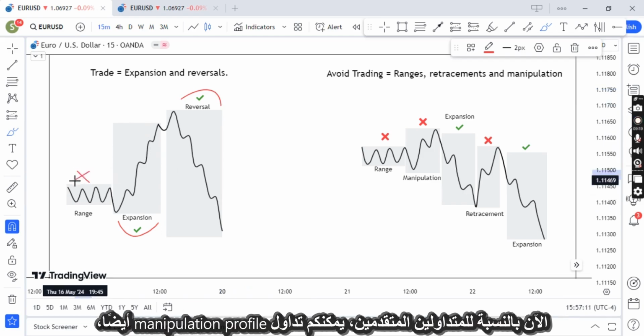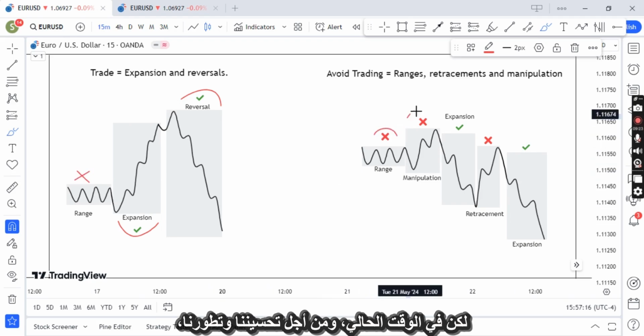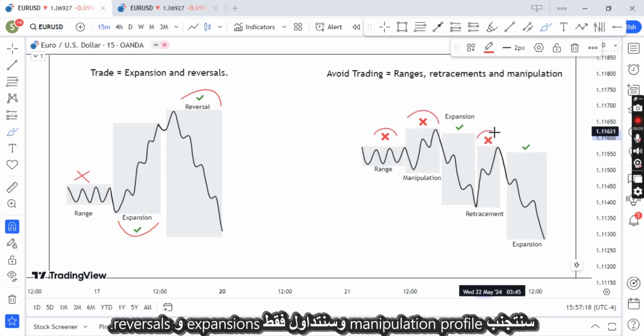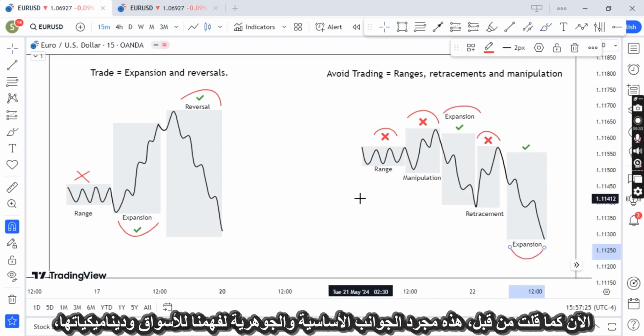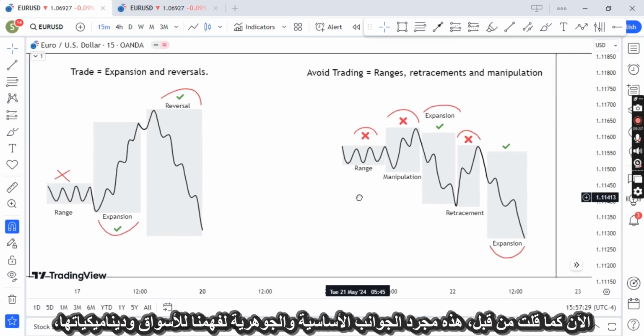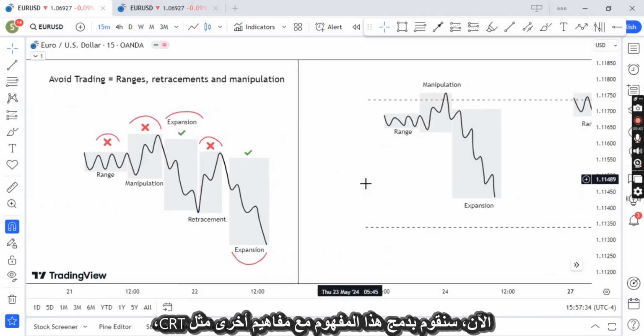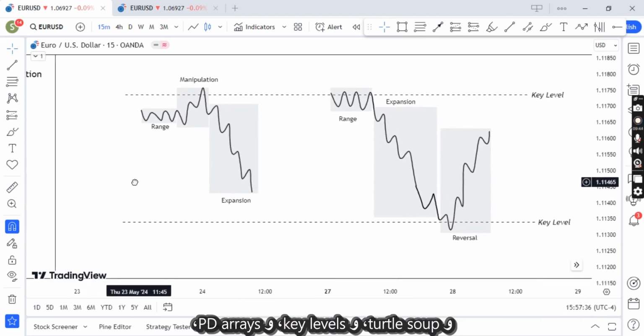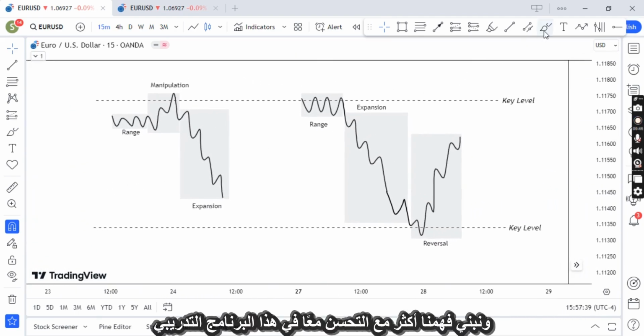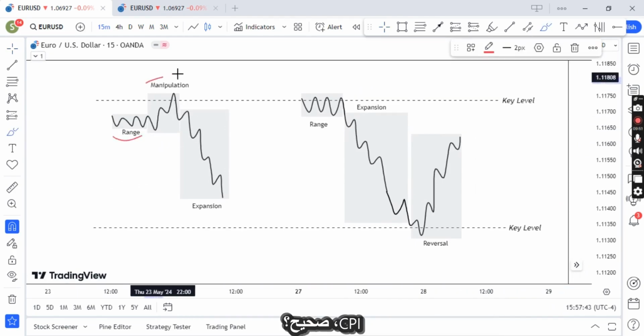Now, for advanced traders, you can trade the manipulation profile too, but for now and for our betterment and improvement, we're going to avoid the manipulation profile and only trade expansions and reversals. As I said before, this is just the basic and fundamental aspects of our understanding of the markets and its dynamics, right? Now, we're going to integrate this concept with other ones like CRT, turtle soup, key levels, and PDRS and build our understanding further while improving together in this coaching program, CPI, right?